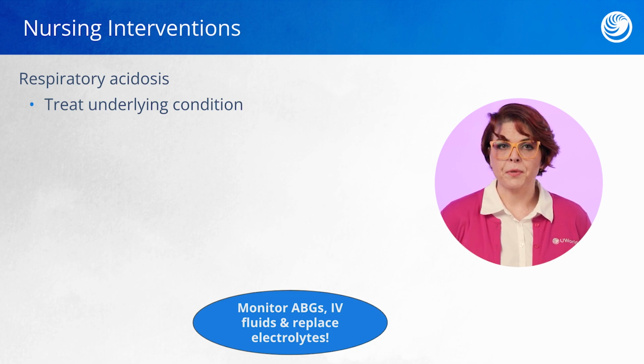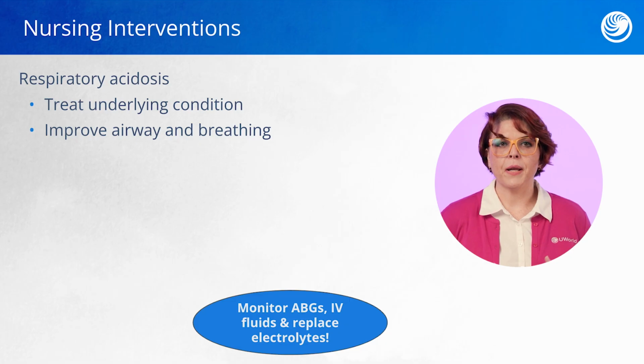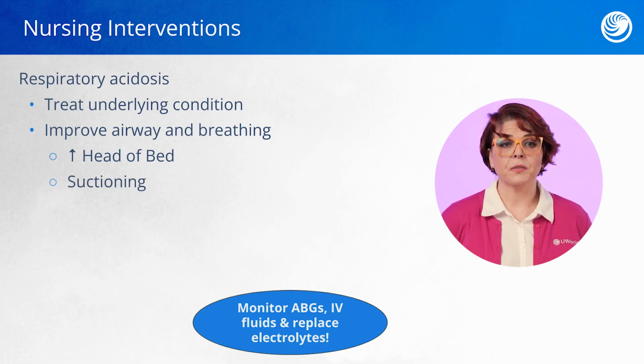If our patient has respiratory acidosis, they're breathing what? Slow, hypoventilating. So we're going to have to improve that airway and breathing. Don't forget to put the head of bed up. We're also going to be suctioning if our patient has a copious amount of secretions. We have to open that airway. They may need supplemental oxygen.